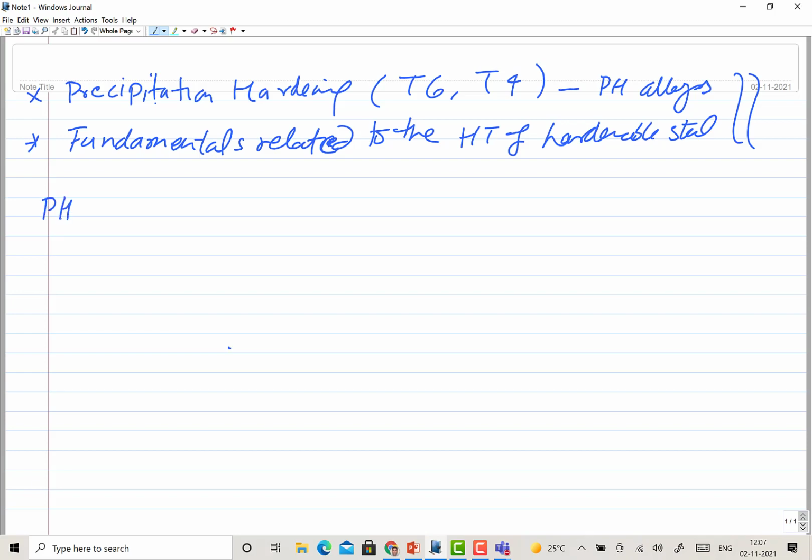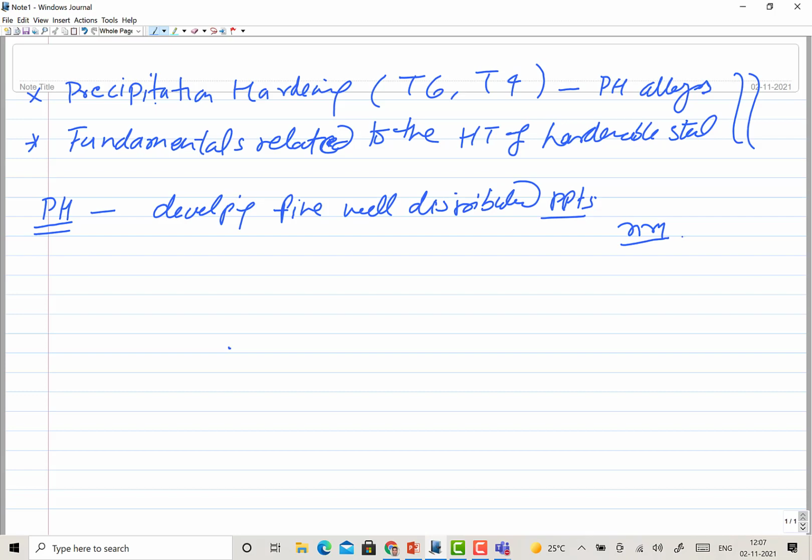So the precipitation hardening is based on the simple principle of developing fine, well distributed precipitates. These can be of a variety of types, different types of precipitates depending upon the alloy systems. And these may be of nanometer size, or hardly you will find they are of micrometer size. Mostly these are very fine.